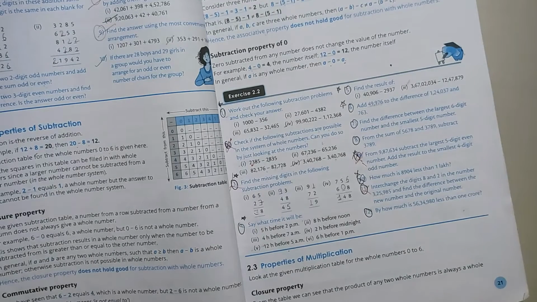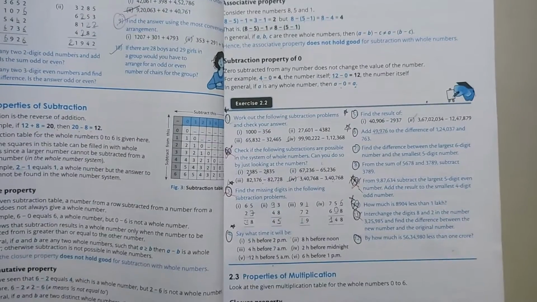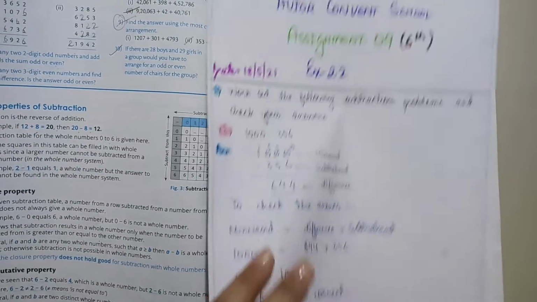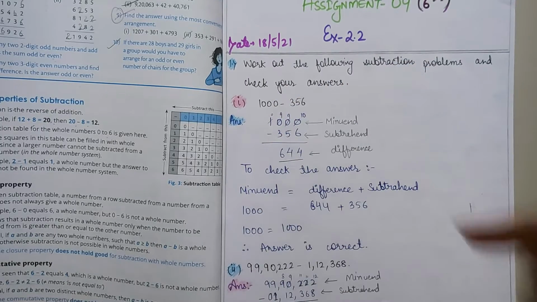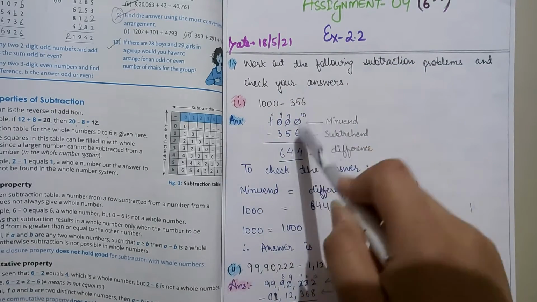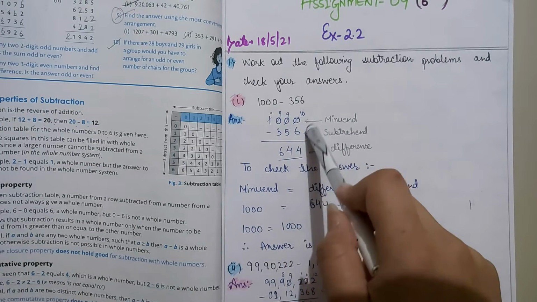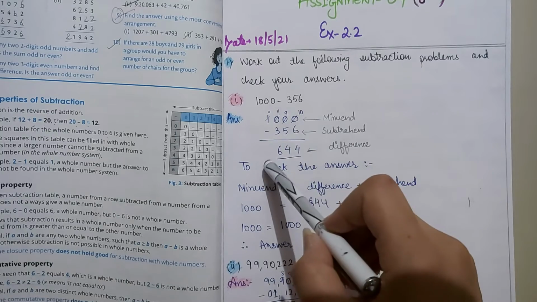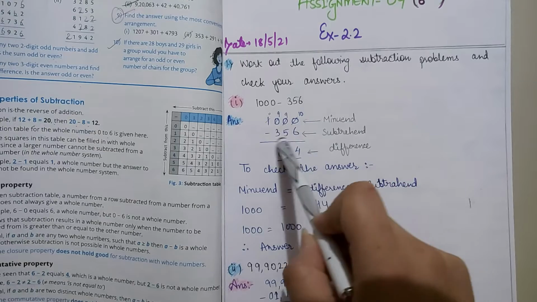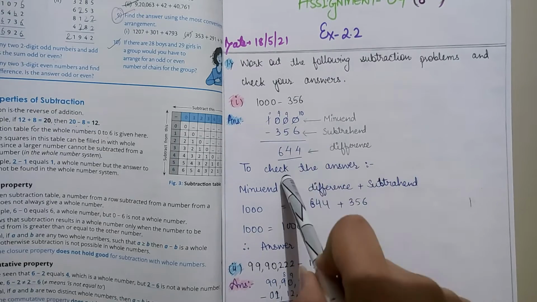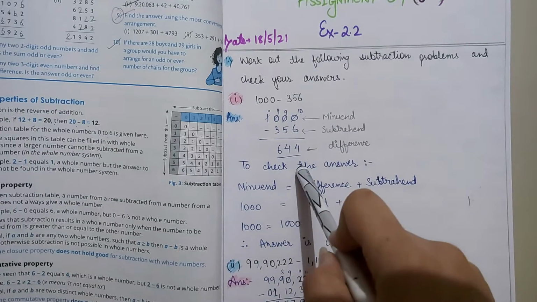So we simply have to check our answers after the subtraction. Starting with our next chapter assignment, our first question is: work out the following subtraction problems and check your answer. Firstly we will subtract, then we will check our answer. So how to check our answer? Firstly subtract it. What will happen when we subtract 356 from 1000? Simply subtract it, the answer would be 644.